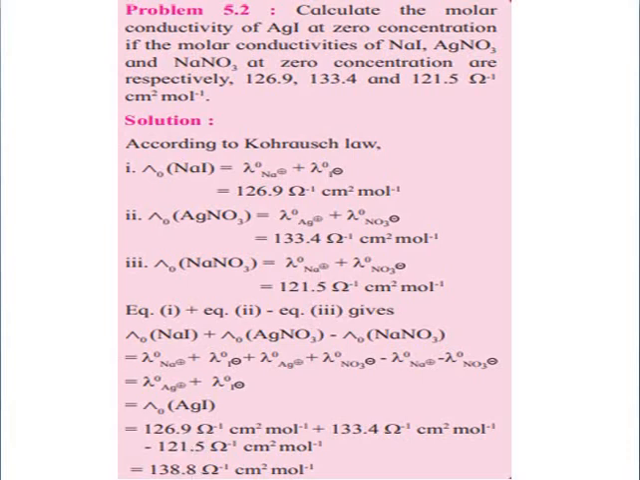We get the answer: 138.8 ohm inverse centimeter square per mole. And this is an application of the Kohlrausch law to determine the molar conductivities of strong electrolytes from other strong electrolytes. Also for weak electrolytes, their conductivities are determined from the salts of the strong electrolytes. And this is the first numerical.